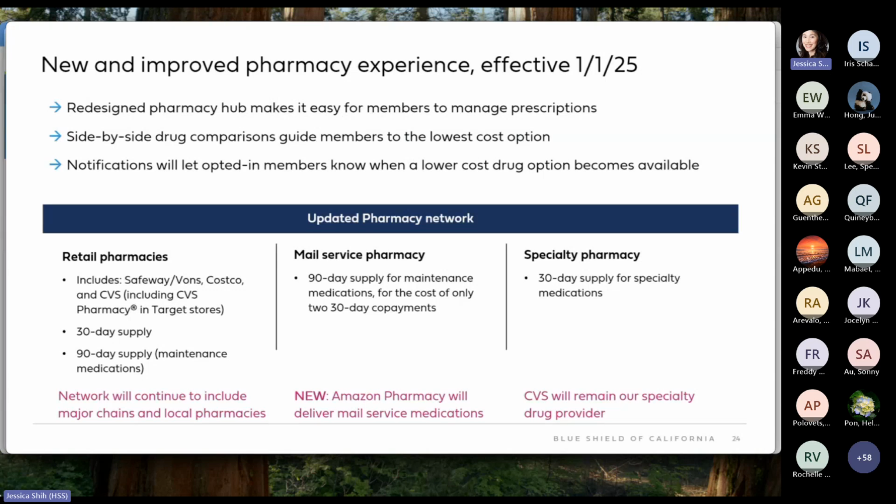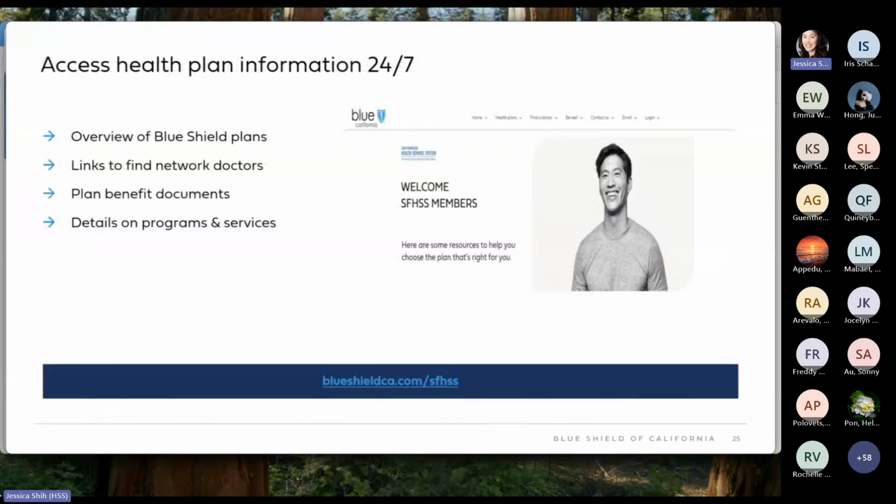It will offer a 30-day supply and a 90-day supply of maintenance medications. Mail service will now be offered through Amazon Pharmacy and will include a 90-day supply for maintenance medications for the cost of only 2 30-day copayments. The specialty pharmacy for the 30-day supply for specialty medications will remain CVS. SFHSS members will also still have access to a microsite at blueshieldca.com/SFHSS, which will include an overview of Blue Shield plans, links to find network doctors, plan benefit documents, and details on programs and services.